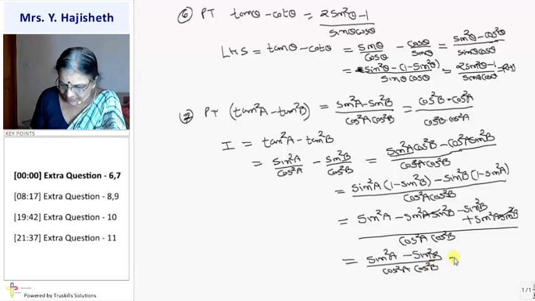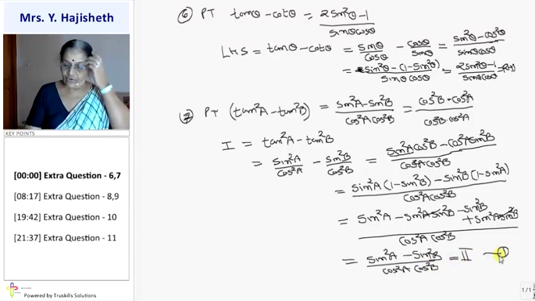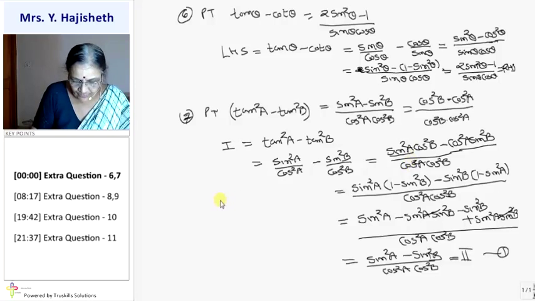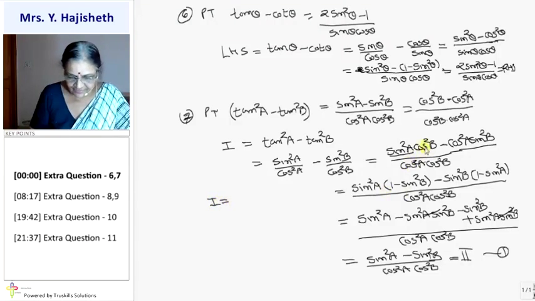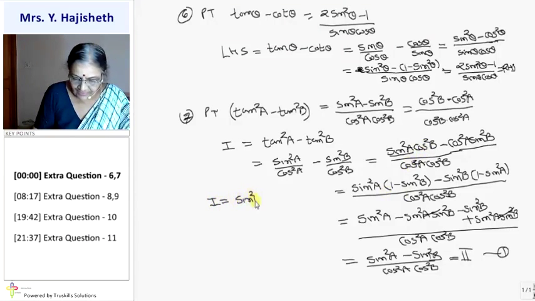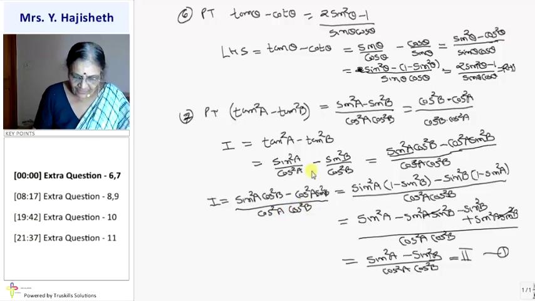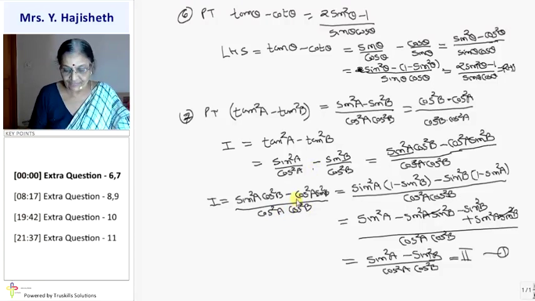So I start with 1 and come to number 2. Give number 1 to this. Now in order to get number 3, up to this step my proof is common. I start with 1 and 1 should be written as this: sin square A cos square B minus cos square A sin square B upon cos square A cos square B. This is my second step of number 1. First step is this, second step is this.